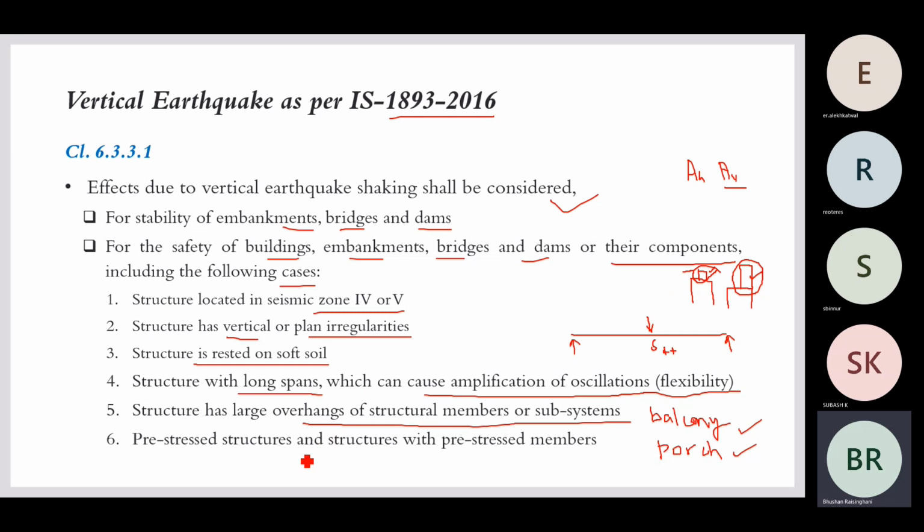Now, pre-stressed structures and structures with pre-stressed members. Due to the large span and small size, they will undergo vibration very easily. That is the reason that for pre-stressed structures we have to consider the vertical earthquake. So these are the conditions in which the vertical earthquake shall be considered for the design of the buildings and their sub-assemblages.